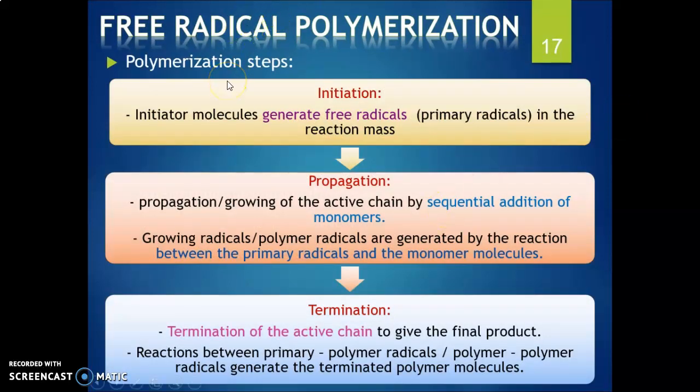Okay, for the beginning, polymerization steps start with the initiation. So the initiator molecule generates free radical, which is the primary radical in the reaction mass, and then the step proceeds with the propagation. Okay, the notes here are the same as the previous notes, and the last one is the termination, which is termination of the active chain to give the final product.